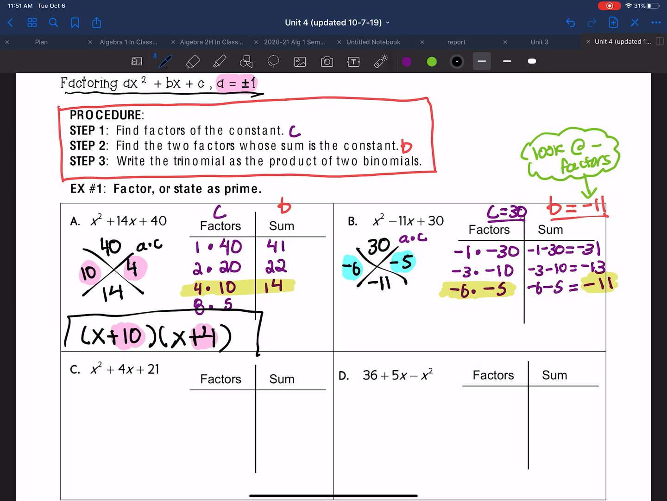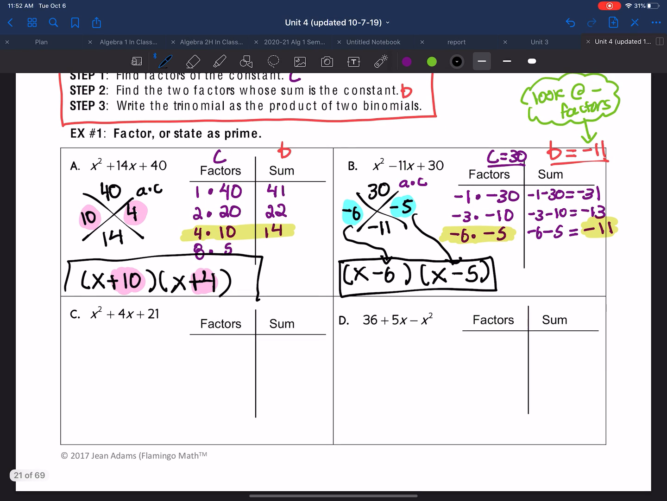So once again, I'm going to write these in my binomials here. So I have x, and I'm literally just going to drag and drop those factors into my expression. So I'm going to say x minus 6 times x minus 5. So those are the two factors of this expression.